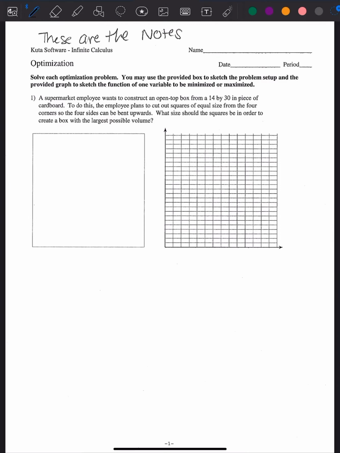Today we're going to be talking about optimization. We talked a little bit about it last class, so now we want to look at some more problems.